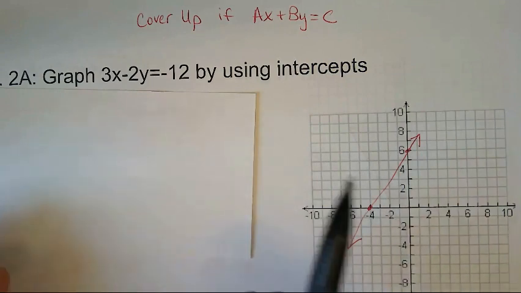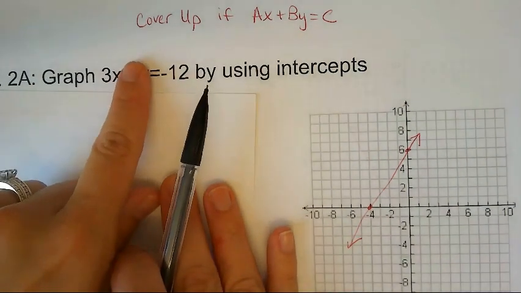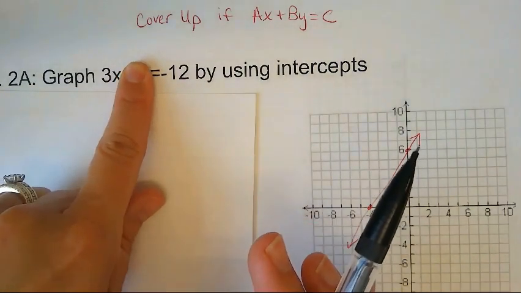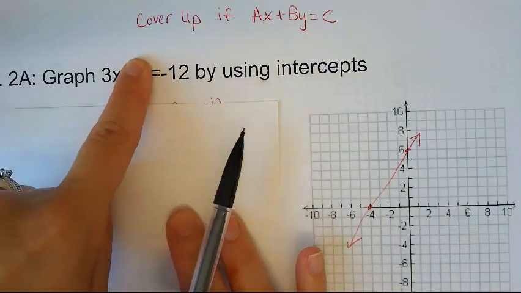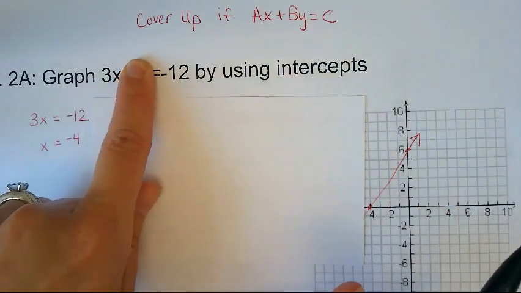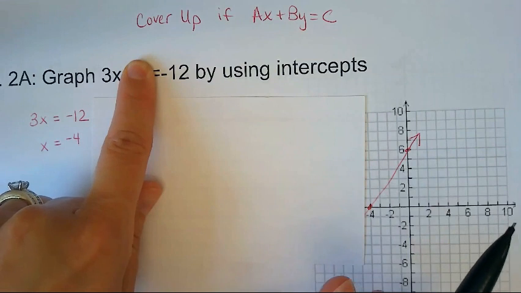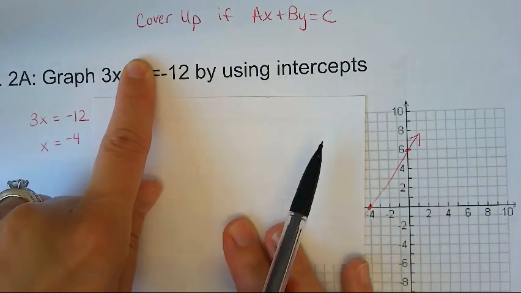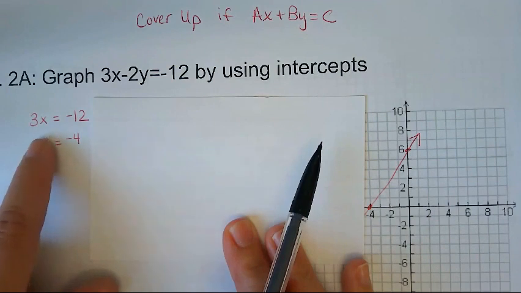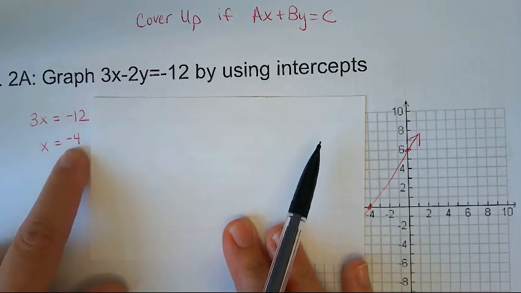Okay, so if I want to find the x-intercept, I would cover up the y term, and I would write down my equation. So in this case, I would write down 3x equals -12. And then all you have to do to find your x-intercept is just solve that equation. So I would divide by 3 and I would get -4.